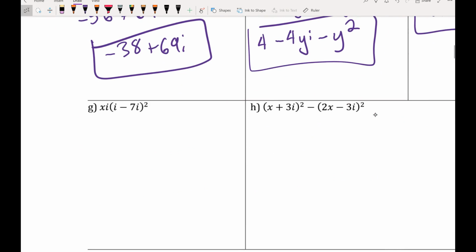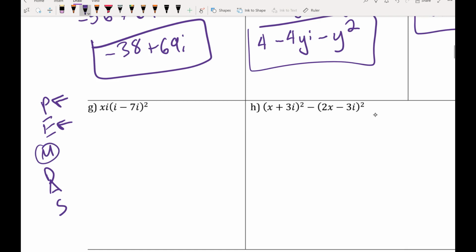Part G. This problem might look a little similar to the previous one, but notice that you've got this squared here. So I can't distribute that xi into my parentheses because if I'm thinking about my order of operations, the parentheses comes before the exponents. So I can't do anything with this. I can't multiply, that's even further down.